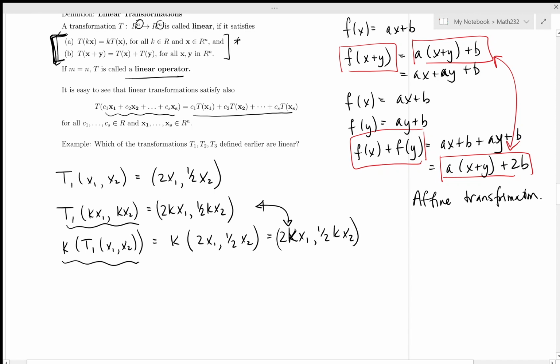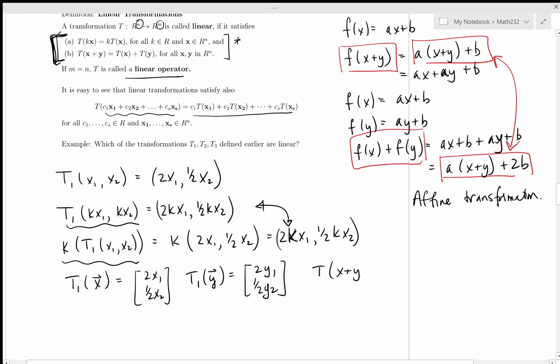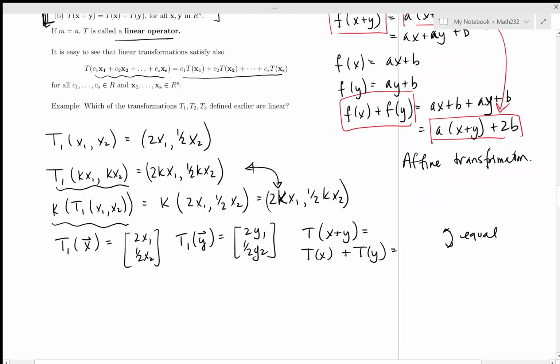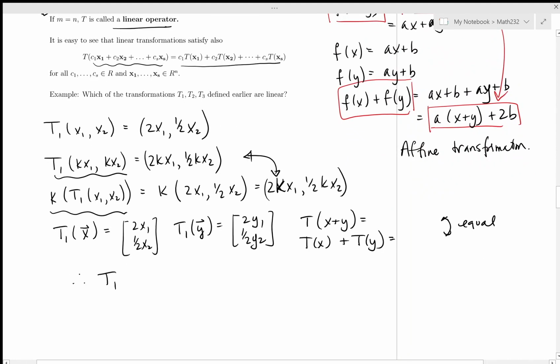Then I could check the next one. I've got T1 of x equal to 2x1 plus 1 half x2. I could write it like that. And then I have T1 of y, and that's equal to 2y1 plus 1 half y2. Then I could ask, what is T of x plus y? And then I could compare that with T of x plus T of y. Make sure that they're equal. They should be equal. So you check that. They are. This is a linear transformation. So, therefore, T1 is linear after you check that.